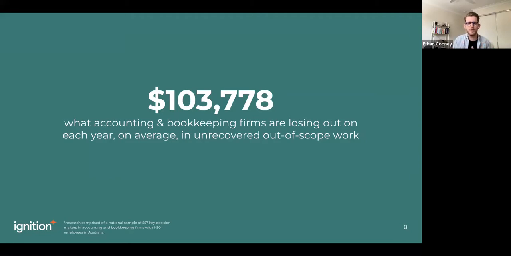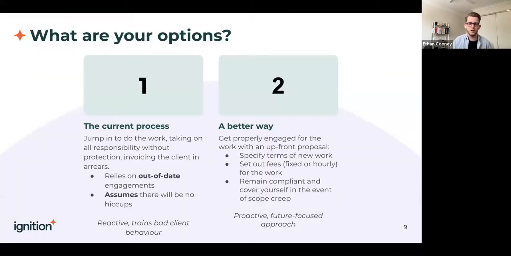And so we think a huge part of onboarding clients and managing that process needs to start with addressing scope creep. So I might run through this. This is Beck's slide, but I'm going to talk to it anyway and claim it as my own. There are two ways of dealing with this. The current process, from what we see, is jumping in and doing all of the work, taking on all of the responsibility without the protection that an engagement gives you, invoicing the client in arrears, and then hoping that they will pay you on time.